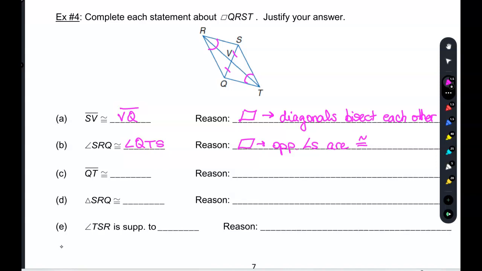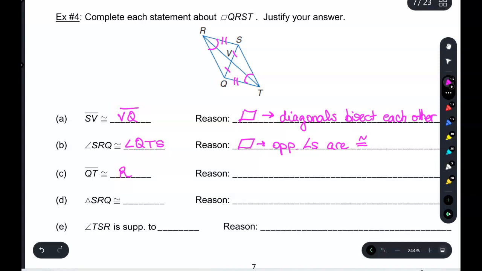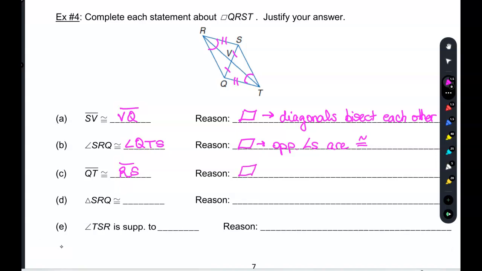All right, next one, what do we know? We know QT. Wait, QT is RS or SR. Oops. I'm getting the hang of this. So parallel, well, because what are these? What kind of sides are those? They're parallel, but they're also opposite. So we're going to say opposite sides are congruent. Because they're the sides of the parallelogram. Just like if I said RQ would be opposite to ST.